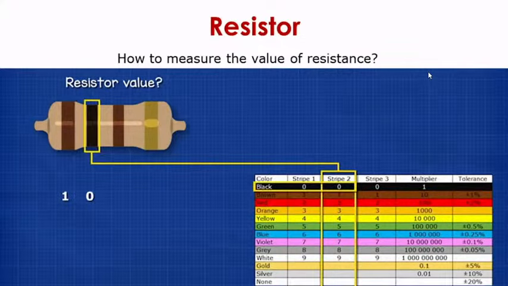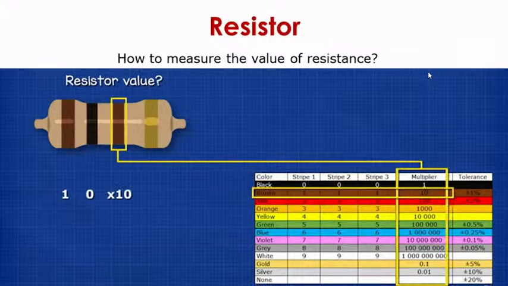As we go to the next stripe, the black stripe, stripe number 2, the color is black, so the digit that this particular band denotes is 0. So the second digit from the left is 0. So 1 and 0 so far. Now we'll go to the third stripe. Actually this is a 4 band resistor, so the third stripe is the multiplier. So this brown color, third from the left, is a multiplier. Brown color denotes multiplier 10.